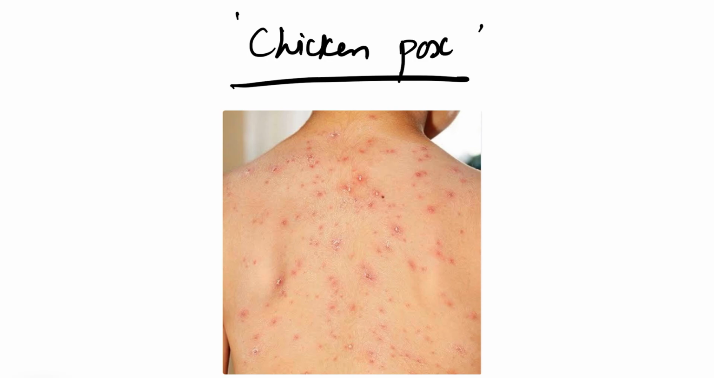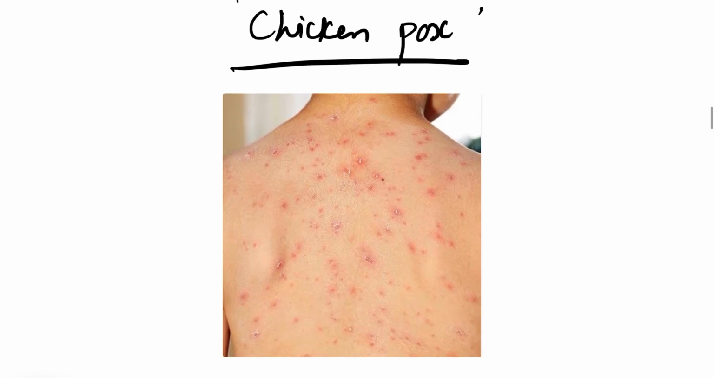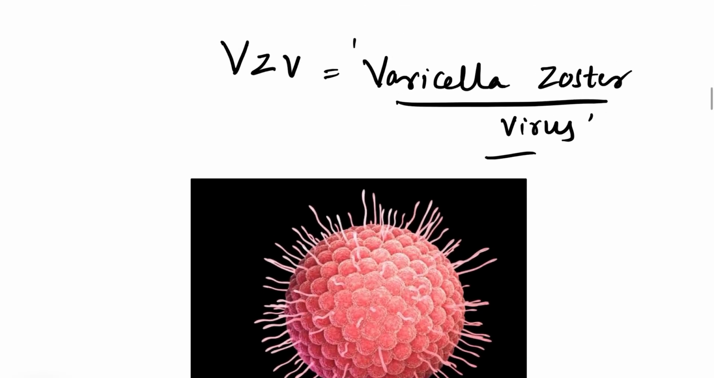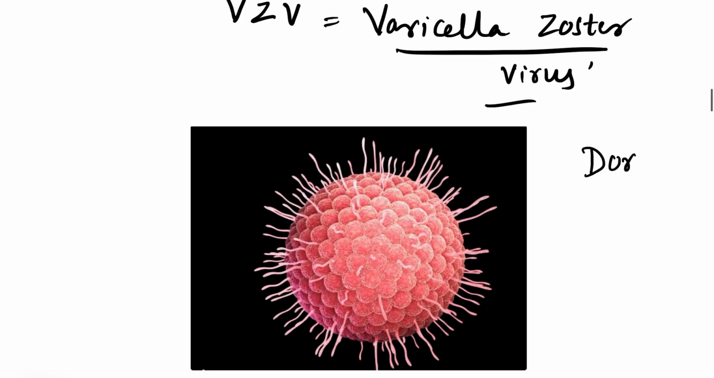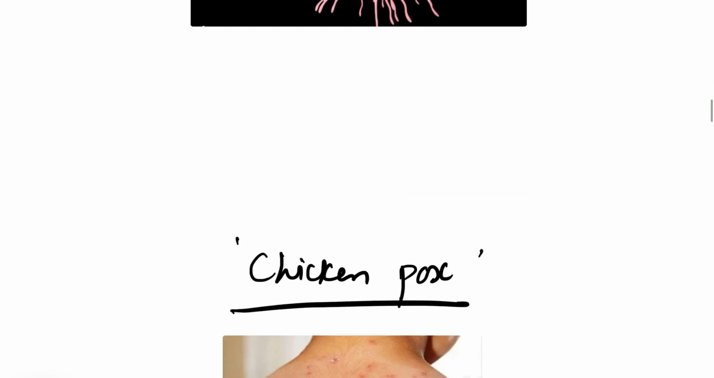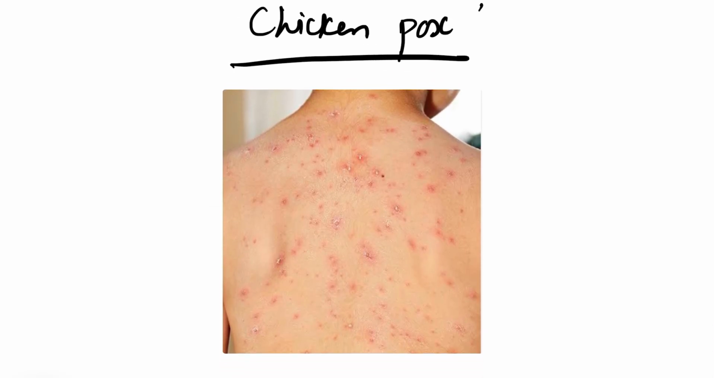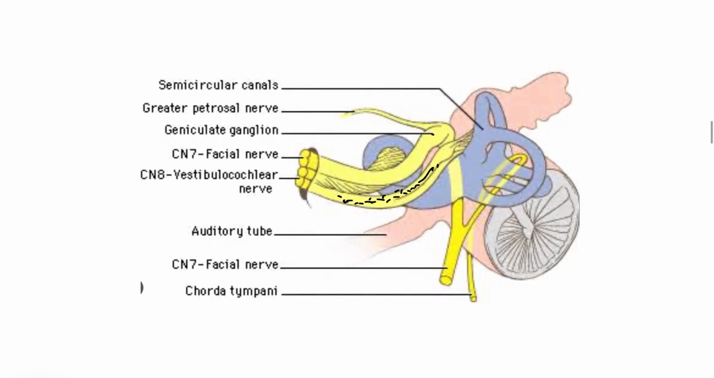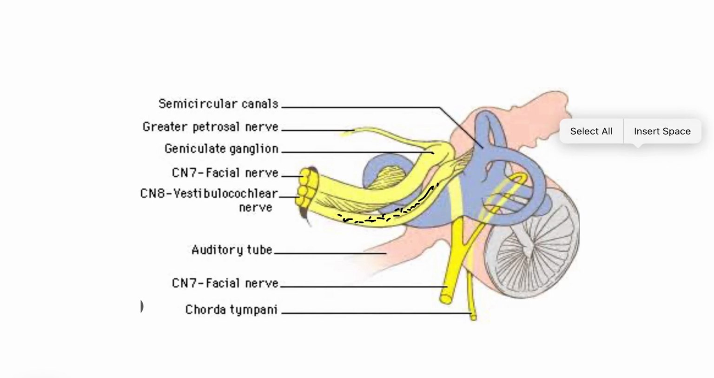So basically what happens is, after the cure of this chickenpox, when this chickenpox is cured or treated, this virus, varicella zoster virus, will remain dormant. Dormant means temporarily inactive. It will remain dormant inside the body. Where exactly in the body? In the nerves, in the ganglions. So more specifically for this disorder, after an initial infection of chickenpox during childhood, this virus will remain in this geniculate ganglion where I am highlighting.